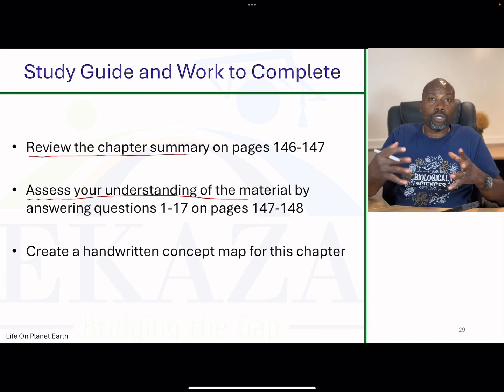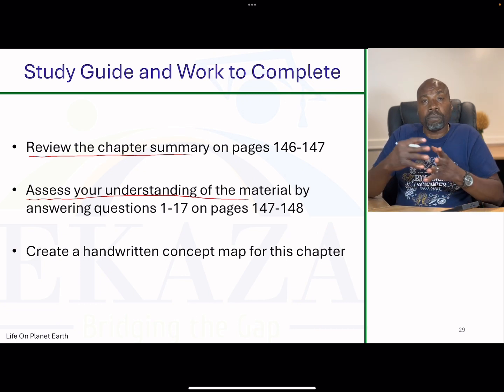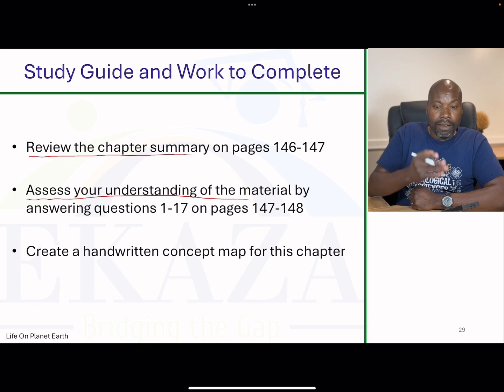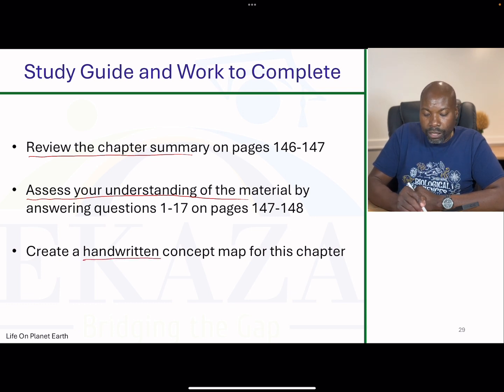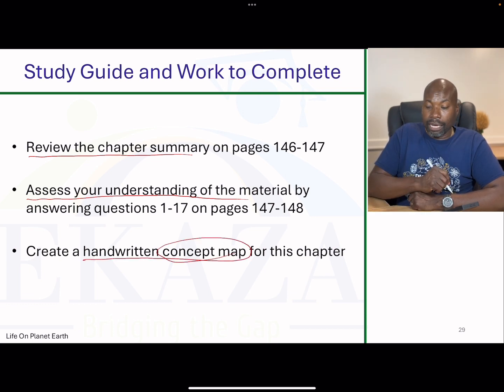Because, you know, to support each other, you have to participate, right? And finally, create a handwritten concept map, okay? That can be very helpful.